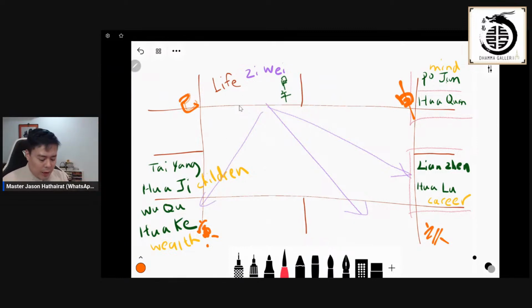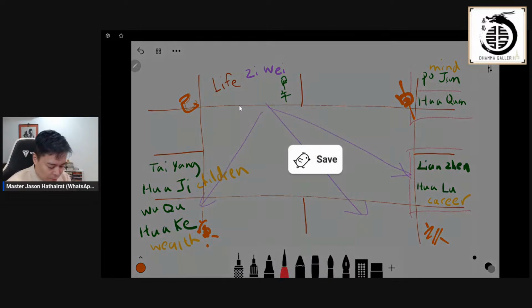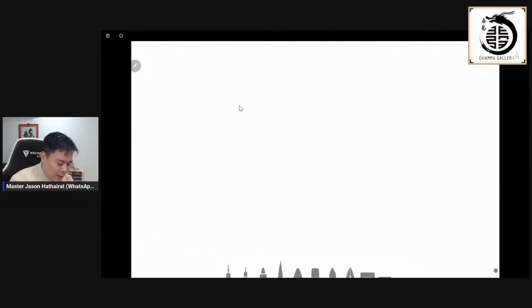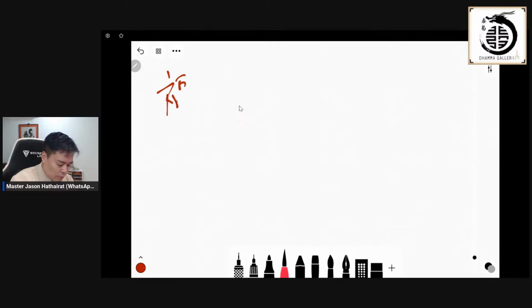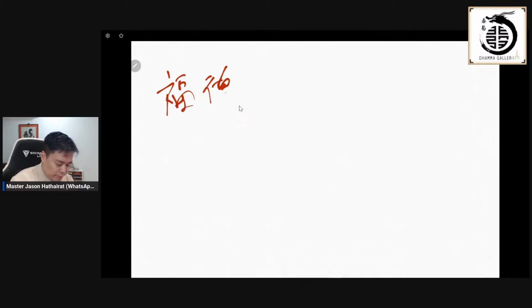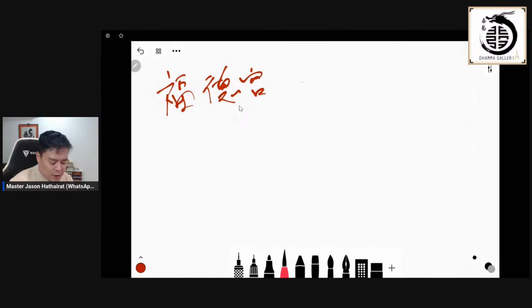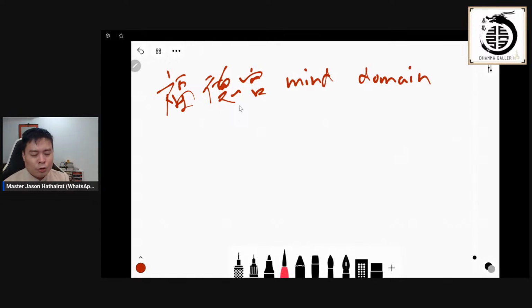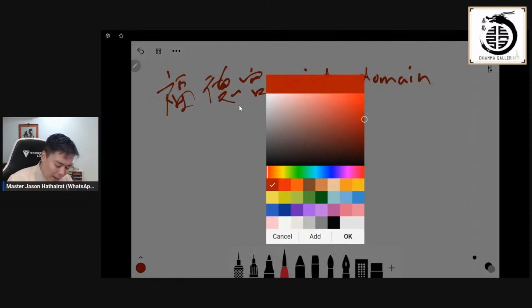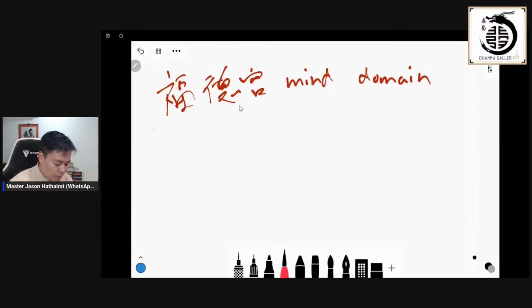So perhaps I will add on. Mind, 福德宫. Let's just simply call it the mind domain. Of course, as I mentioned, some people like to call it the containment domain, the happiness domain, the karmic domain, or whatever. But for simplicity, I will just name it as mind domain. So mind domain, of course, will refer to the mindset of the person.